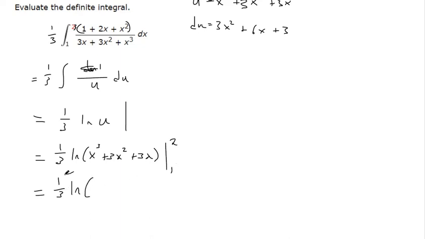So we're plugging in the limits of integration. If I plug in 2, 2 to the third is 8. This is 8 plus 12 is 20. 20 plus 6 is 26. We need to subtract what happens when we plug in 1. So 1 to the third, so 1 plus 3 is 4, plus 3 is 7.